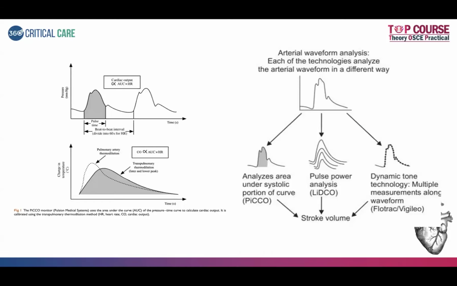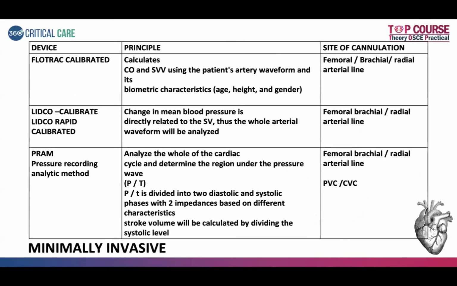As I told you, there could be three or four methods under pulse wave analysis by which we get the cardiac output. Number one, area under the curve, which we used in PICCO and VolumeView. There could be pulse power analysis as we see in LiDCO. There could be dynamic tone technology, like in FloTrac or Vigileo. So basically we are analyzing the pulse in multiple waves and forms. It could be internally calibrated, externally calibrated, or uncalibrated.